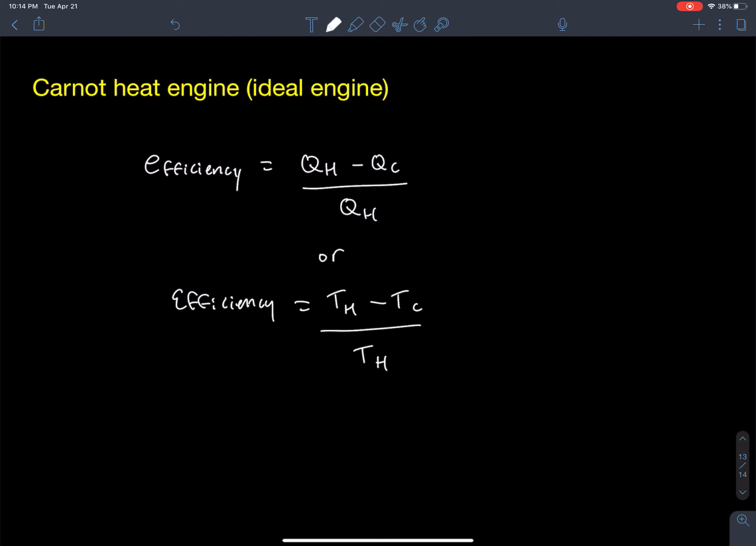All right, so in our ideal engine, and you're going to be asked, in a Carnot heat engine, calculate the efficiency, and they'll tell you temperatures. Okay, the temperature of the hot sink and the temperature of the cold sink. Under these conditions, calculate the efficiency. Okay, so I can make my engine more efficient by creating a greater temperature change in the engine.